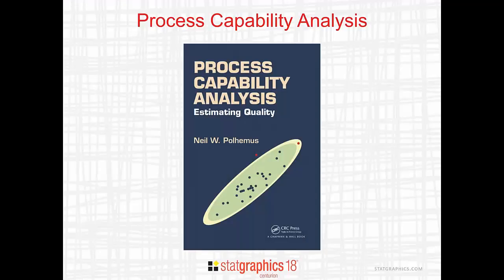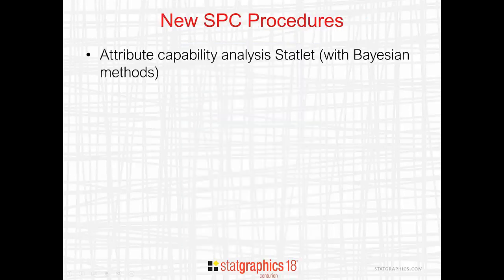Now, I think I mentioned at the beginning of the webinar that last year I published a book titled Process Capability Analysis: Estimating Quality. It's published by CRC Press, and it covers various methods for estimating process capability. Now, one of the things I needed to do with version 18 is to be sure that we had in version 18 statistical methods that would implement everything in that book. That required adding a few additional procedures.